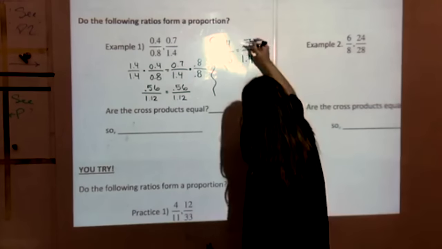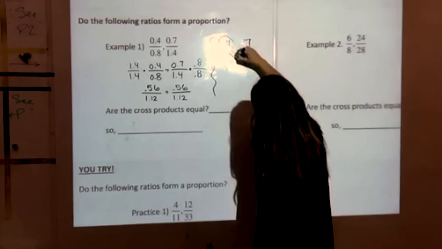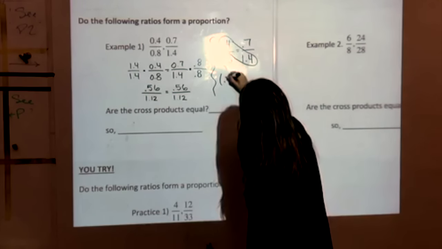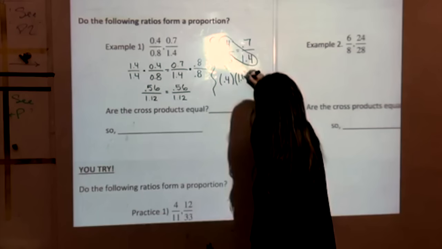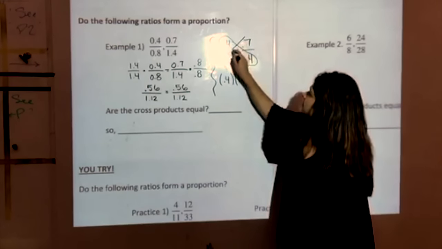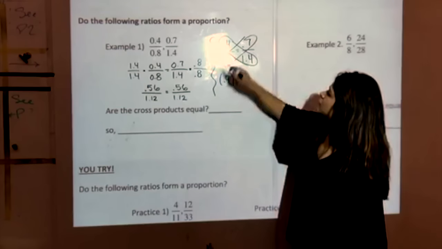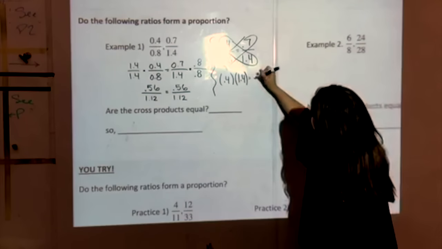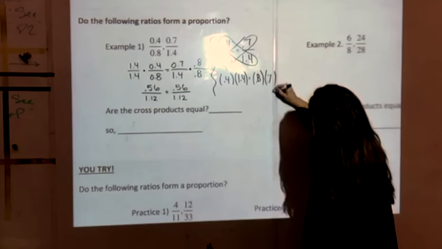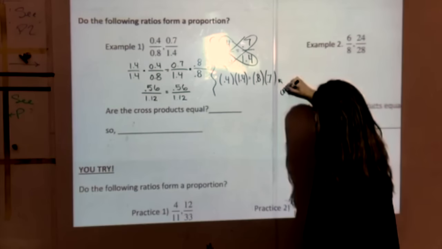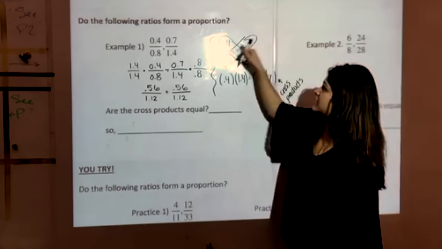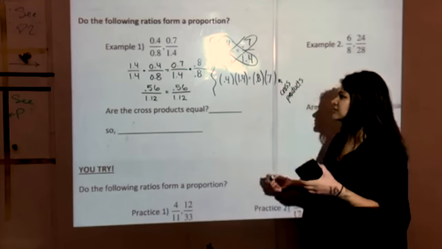So I'm going to take the numerator of my first fraction and multiply it with the denominator of my second fraction. And I will get 0.4 times 1.4. I'm going to do the same thing: take the second numerator with the denominator of my first fraction, and I will get 0.8 times 0.7. These again are the cross products. Products means multiplication. We multiply across, so on and so forth.